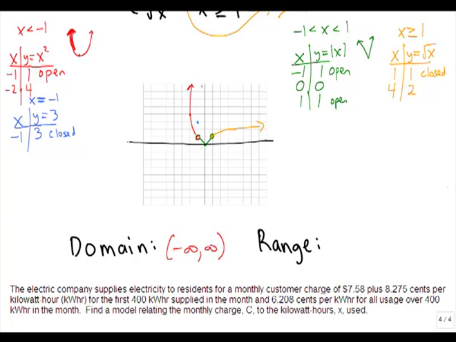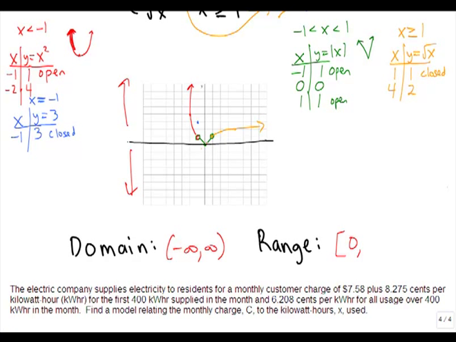Now the range you have to tell from the graph. You have to look up and down and see how low does the graph go. That's going to be your left endpoint. And how far up does it go? That's going to be the right endpoint of your interval. So how low does this graph go? It goes to 0, where that vertex was at. And does it have a solid dot at 0? Yes. So your range starts at 0.